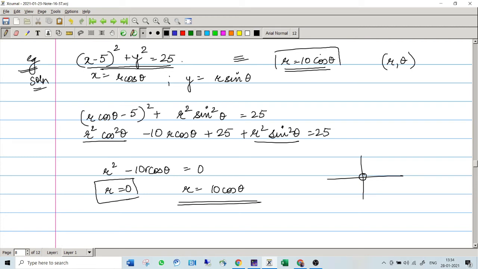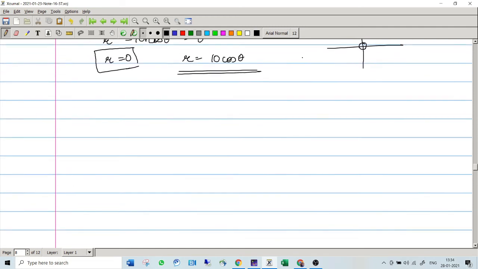That is, both are going to be the circles with center (5, 0) in the Cartesian coordinate system, and the corresponding center you can find in terms of polar coordinates as well, right? So this is how you'll convert a Cartesian form of equation to a polar form of an equation. Also, we can do the other way around.